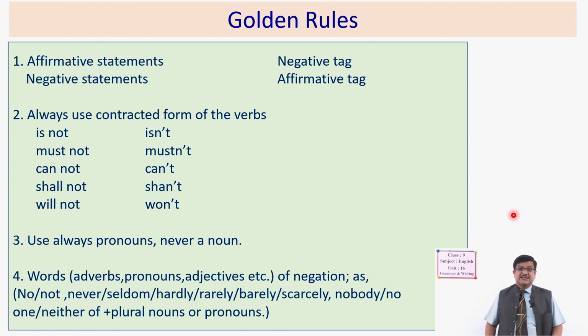What are those words? When we see no, not, never, seldom, hardly, rarely, barely, scarcely, nobody, no one, neither of plural nouns or pronouns in a sentence. There are many others as well. So if they are used in the statement, it is known as a negative word. So our tag must be affirmative. Did you understand? Good.